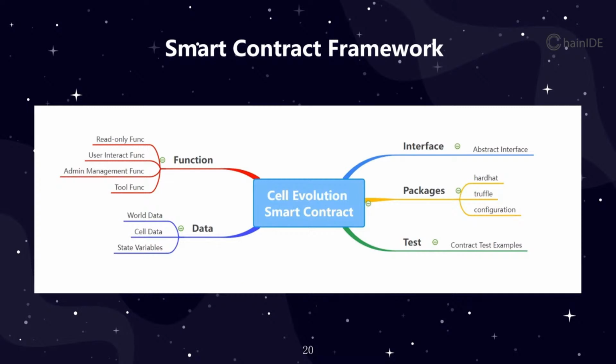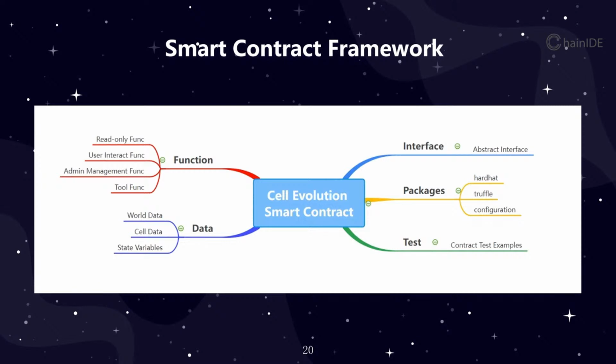Here is the smart contract framework of the cell evolution project. The first thing is we have several functions in the cell evolution smart contract. There will be 4 types. The first type is read-only functions, like some world data fetch functions, some cell data fetch functions, or some functions that can read information from the blockchain. The second type is user interact functions, like DNA merge. If users want to merge their game information to the world or to the blockchain, they use the DNA merge function to interact with the cell evolution smart contract.